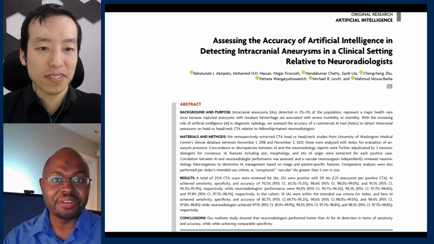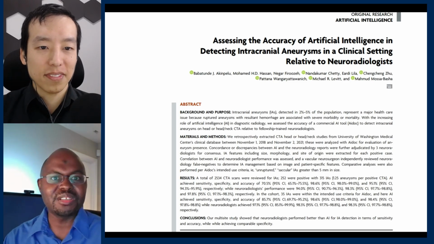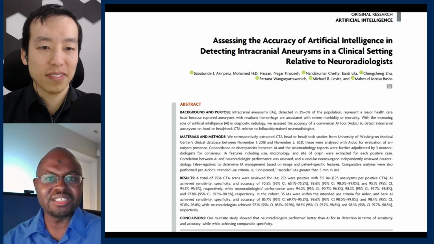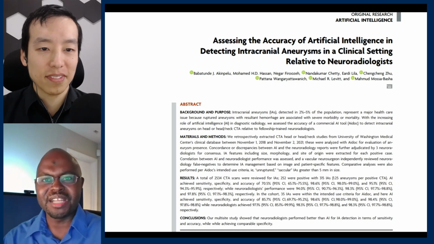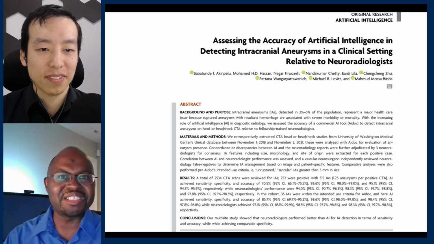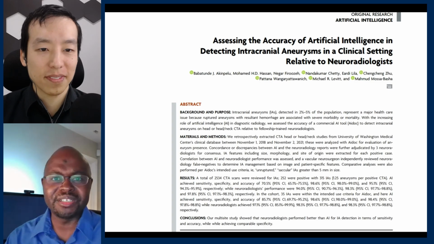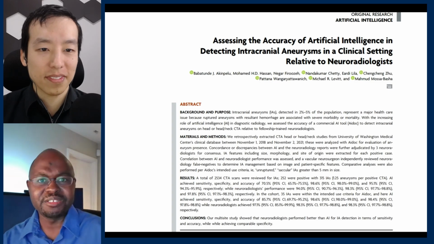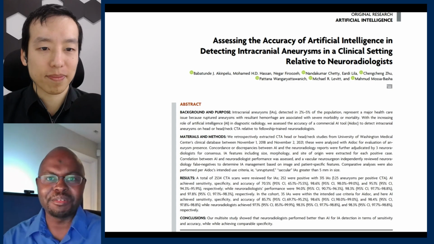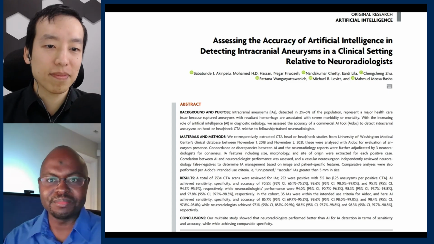One thing that we theorized was larger aneurysms are going to be easy to pick up for radiologists. But what about those incidental lesions that you're trying to see, especially ones that are less than 2 millimeters? Can AI detect them better than a neuroradiologist or not? It's a question that we wanted to answer, and that was one of the aims of our research.